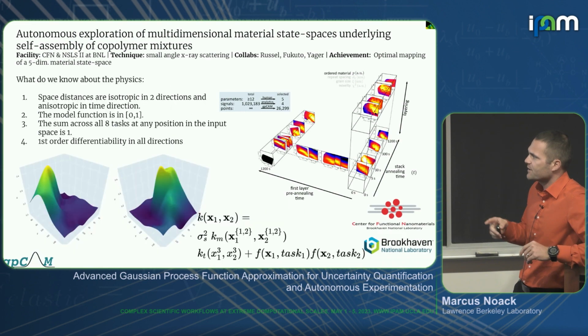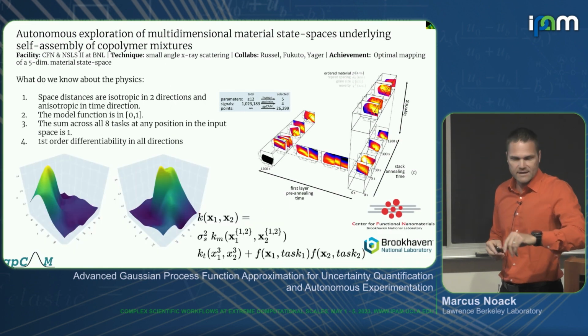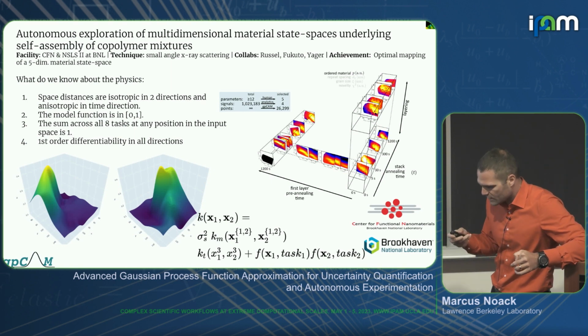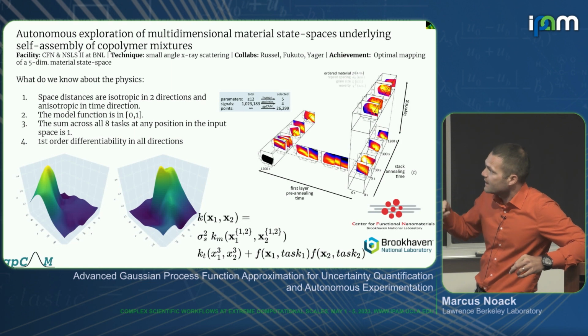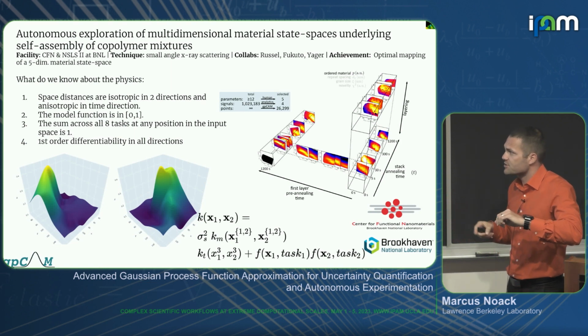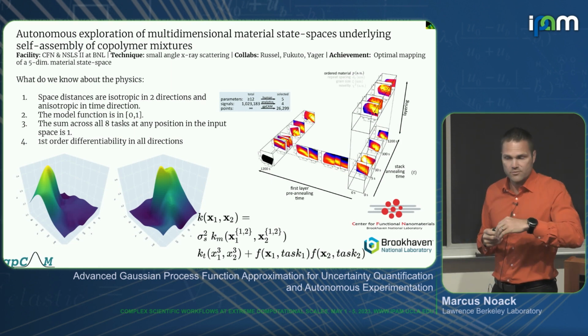Because we split up the autonomy in 3 plus 2D, the rest here is considering the 3D subspace. And in that 3D subspace, there were several physical constraints the scientists came up with. That was partly isotropic, partly anisotropic. The model function has to be constrained between 0 and 1.